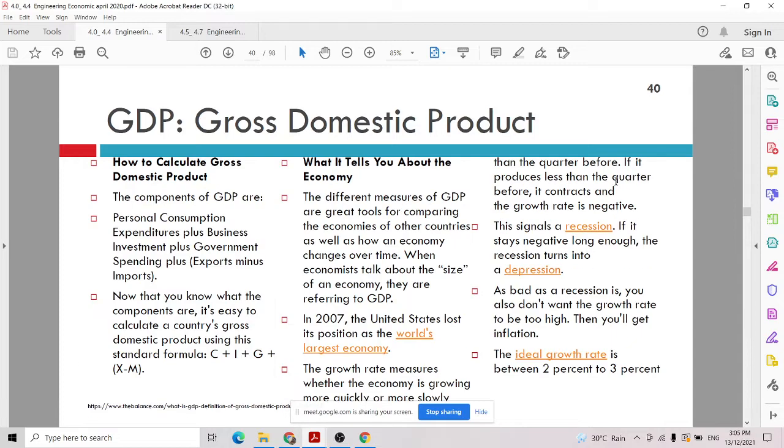So basically, how to calculate? You can read about this product.